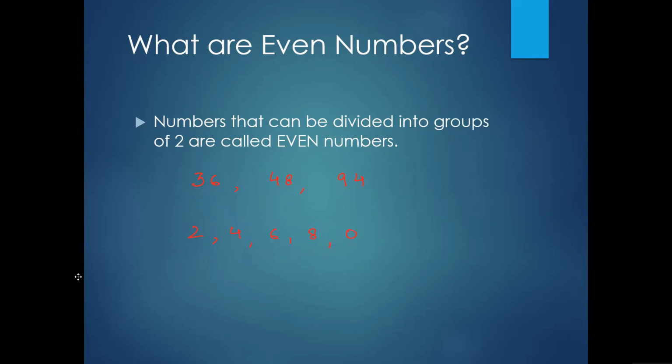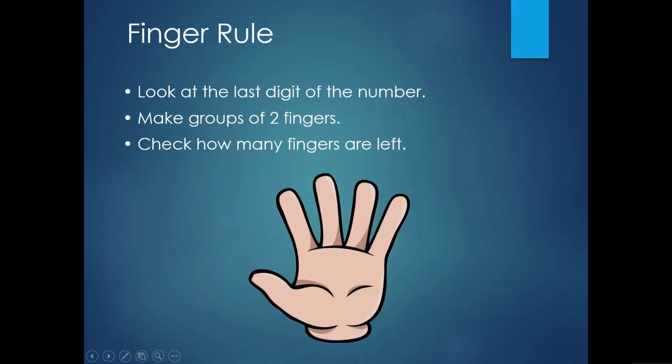But let us simplify this theory using the trick called the finger trick, which means that we will use a finger rule to understand even numbers. Now, what do we do in this? Look at the last digit of the number. Whatever number is given to you, say 3954. Suppose this number is given to you. Look at the last digit of this number. Now, make groups of 2 fingers and we will check how many fingers are left.